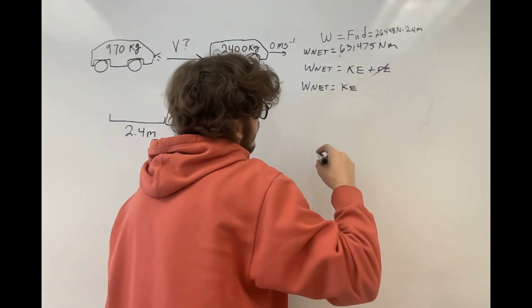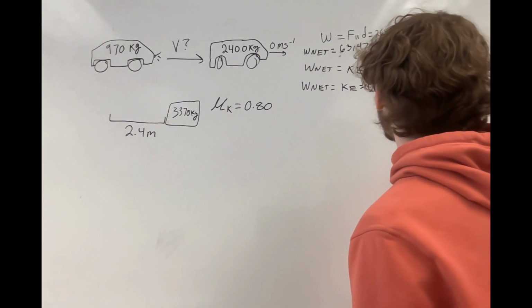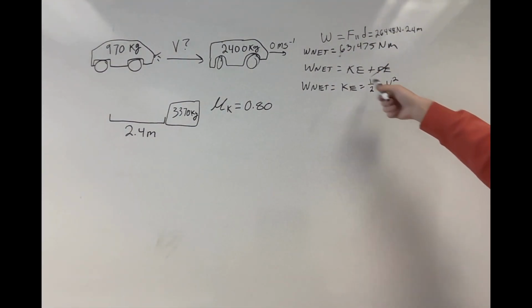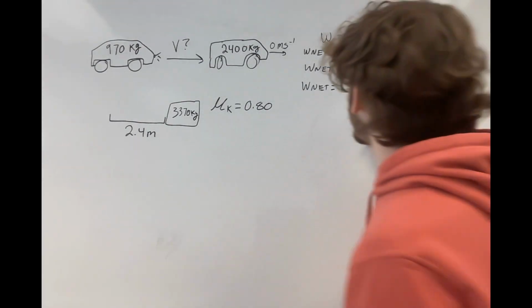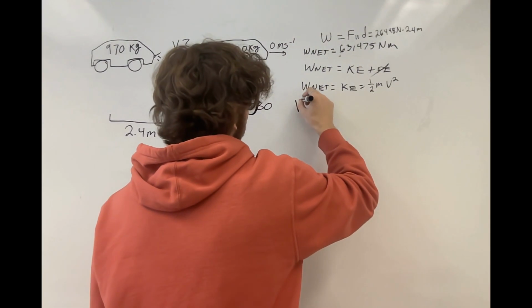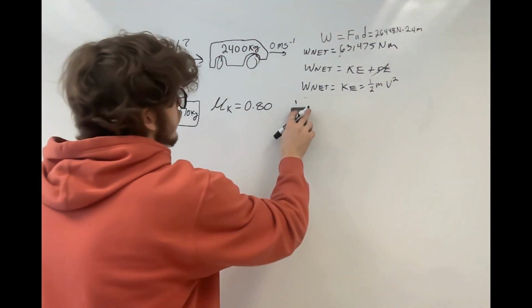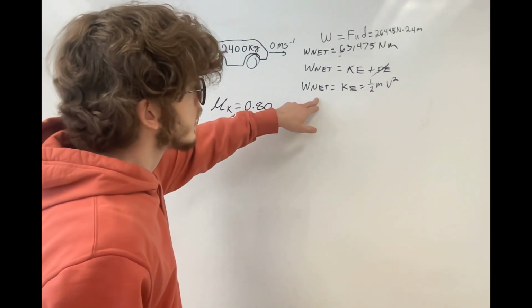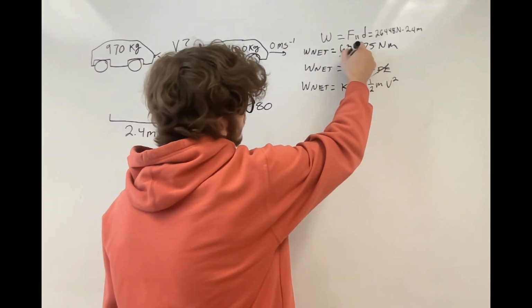KE, right? And KE is 1/2 mass velocity squared, okay? So we can actually find our velocity here if we just have the mass. So let's do that. Before we do that, we need to back up a little bit. We need to say that the net work is equal to that term. So net work is equal to this.